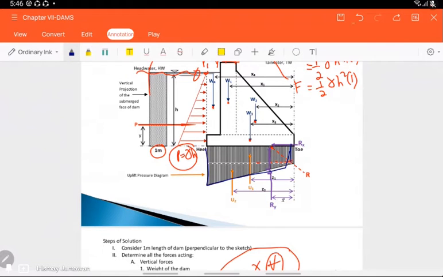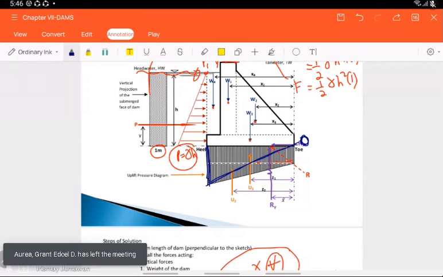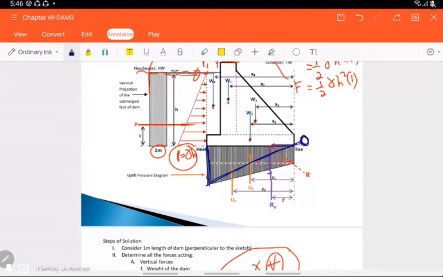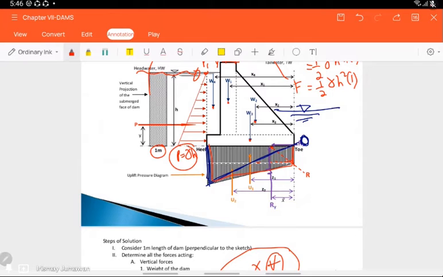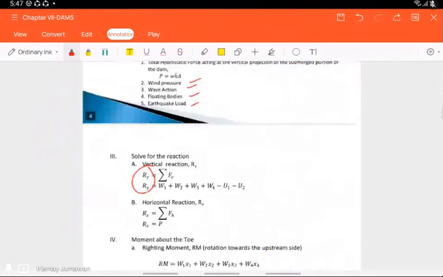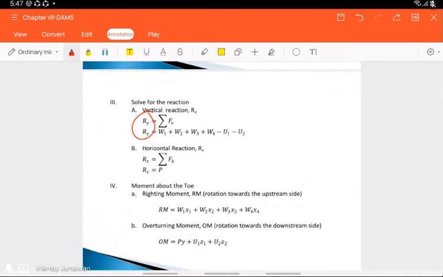But if there is no water at the downstream, then that is zero. Don't put seepage, because there is no water there. So your distribution of uplift is triangular. Whenever there is no water, it is triangular. But if the problem states a tailwater, then it is trapezoidal. It depends on the statement of the problem, so look at the figure or what is described in your problem.